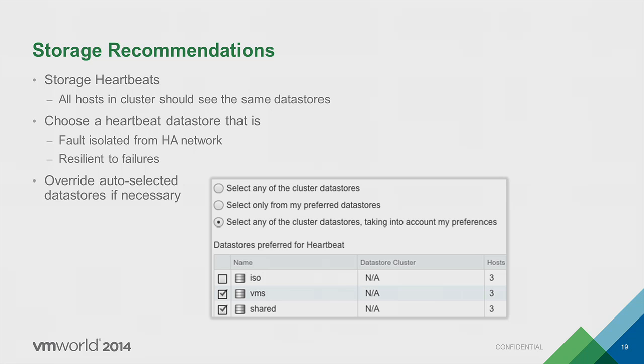Most of the time, you don't have to override them. But let's say it picks a data store that you think is not resilient enough. There might be another data store that has more than one HBA, or is better fault isolated from the network. In that case, go ahead and override the default heartbeat data stores.